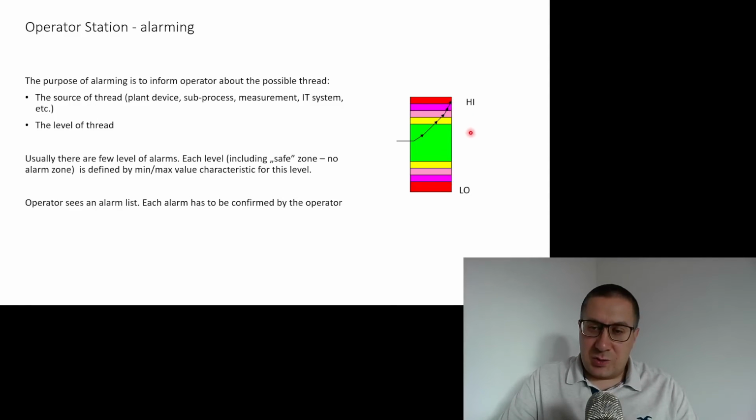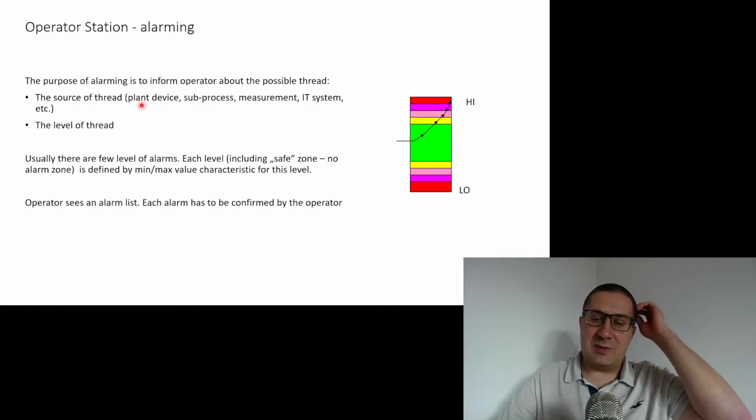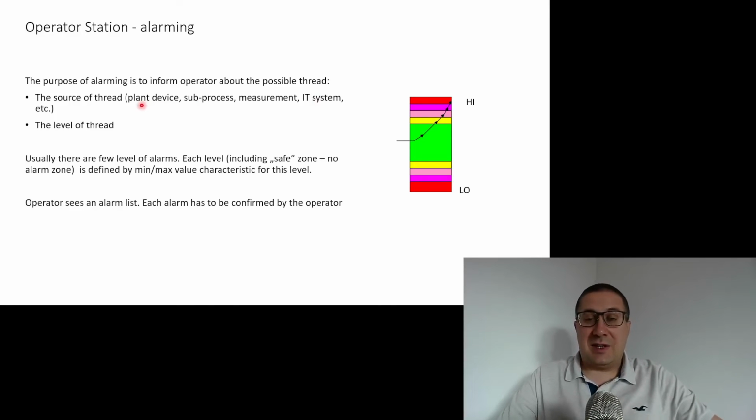And when the temperature drops, the colors of the alarm will reverse. So at the end of the day, if the operator was able to handle this threat, it will go back to the green color. Those alarms can be associated with devices, process values, even IT systems. If there is a failure of a controller, a new alarm will be raised.